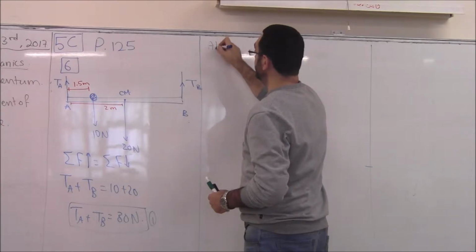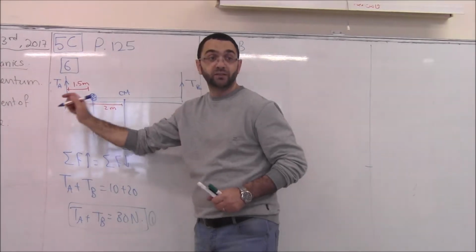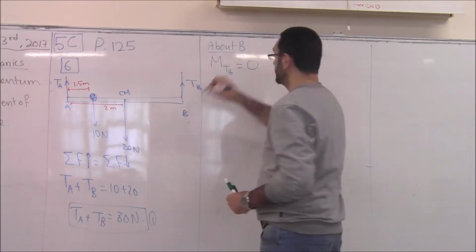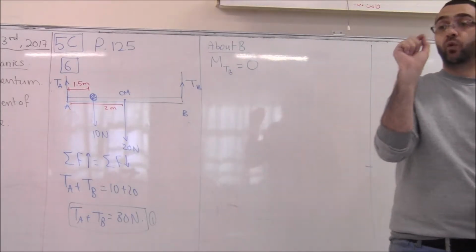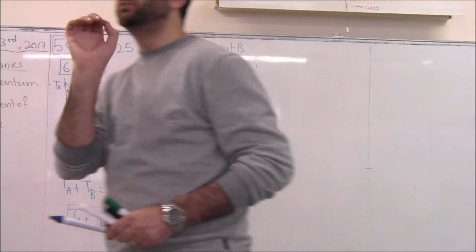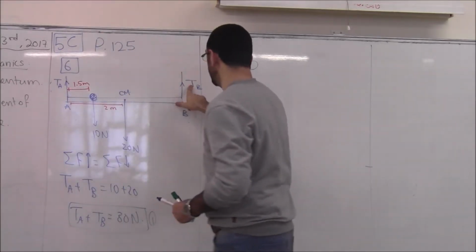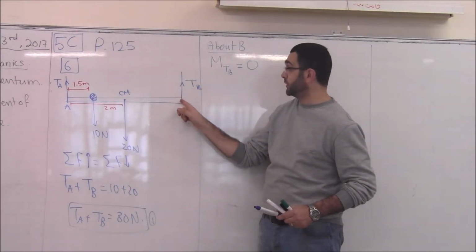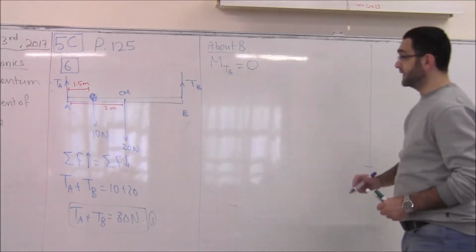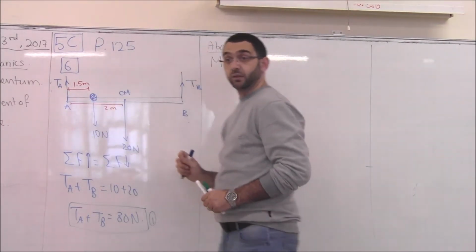So about B, or about A, you can also take it, no matter. About B, the moment of the tension at B is 0. As we mentioned before, any force that lies at the pivot or whose line of action passes through the pivot has a moment of 0. Again, TB, its line of action passes through the pivot B, so its moment is 0. So what do we have now? We have only the moments of 20, 10, and TA.